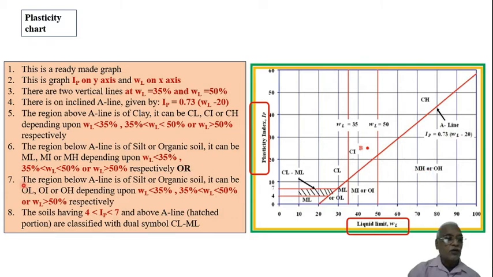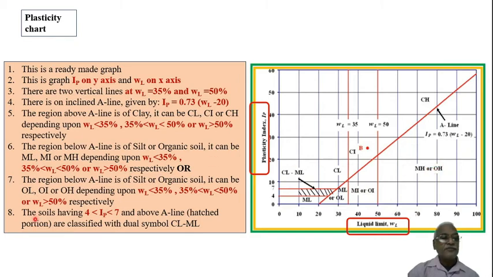Also the region below A line is of silt or organic soil, means these are the regions also for organic soil in the same manner. That is, liquid limit less than 35, it is OL, organic soil with low compressibility. Again between 35 and 50, it is organic soil with intermediate compressibility, and then beyond 50, if it goes, then it will be organic soil with high compressibility.